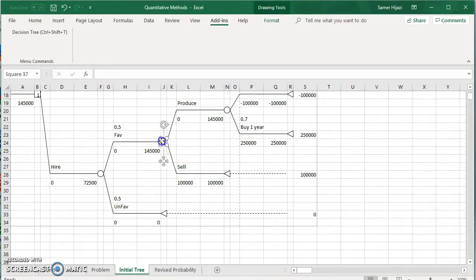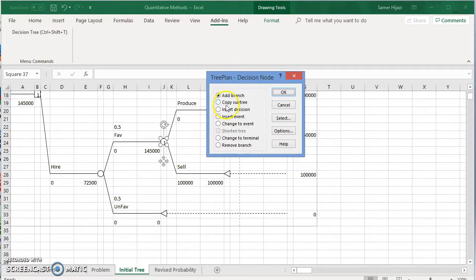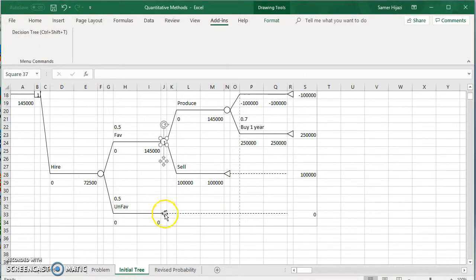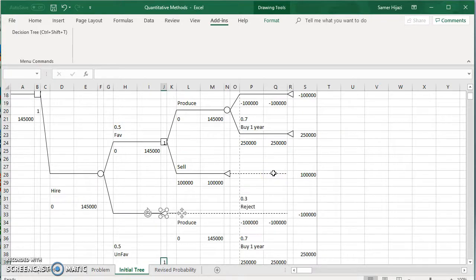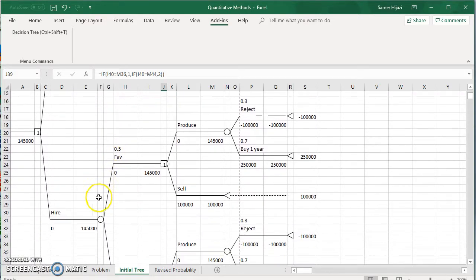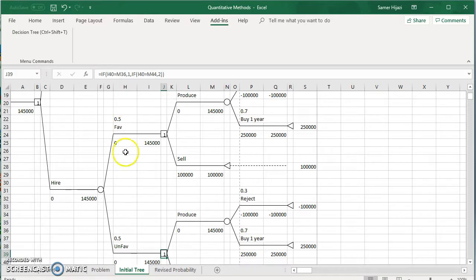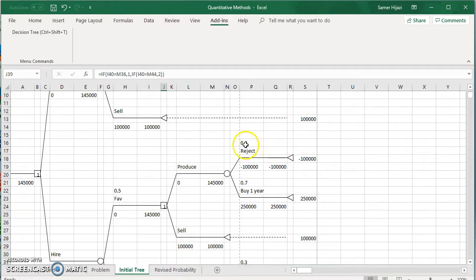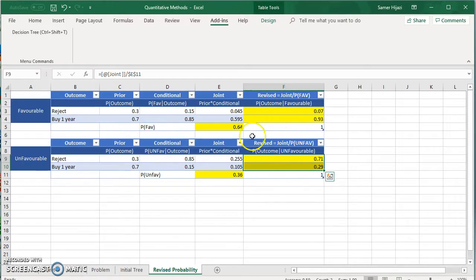So it doesn't stay in the clipboard once it's pasted. So we're going to repeat that option. I'm going to copy it, come over this branch, and I'm going to paste it. Here we go. So now we have, if they don't hire, same problem that we did in part A. If they hire, we have two outcomes, favorable and unfavorable, with the same structure, different values. So now the only thing we need to do is change these probabilities based on what we got over here.